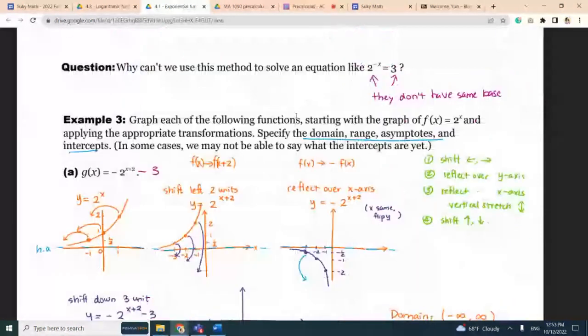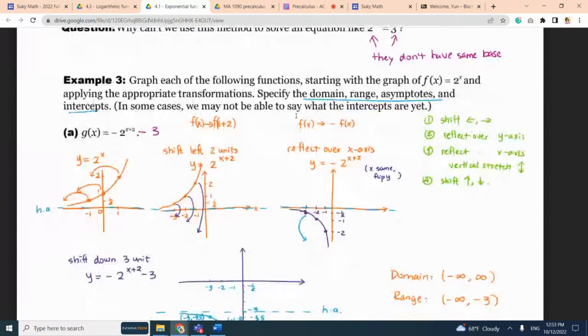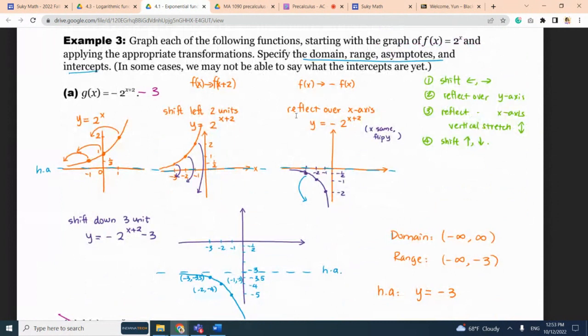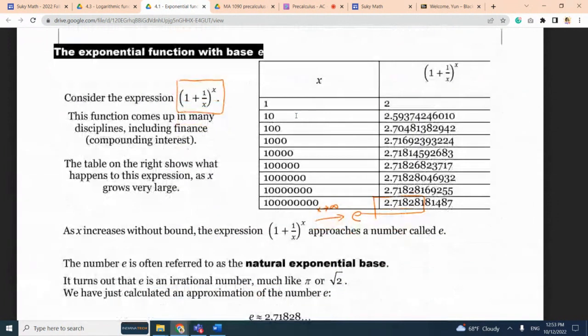Okay. And so last time, given a parent function, remember those parent functions. And then you can do the transformations. Follow the order, and then you can write down the transformations in each step, and the formula in each step, the graph in each step. Okay, so let's continue. Base e.